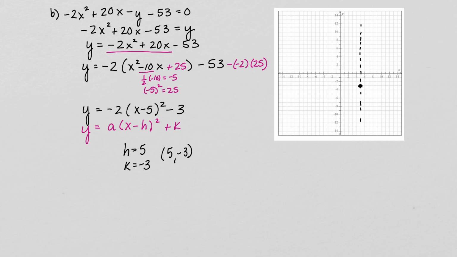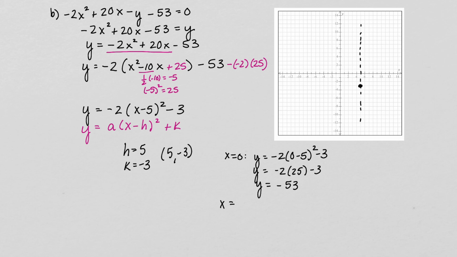So picking x equals 0 is usually an easy one. So if I pick x equals 0, y is going to be negative 2 times (0 minus 5) squared minus 3. So here I end up with y equals minus 2 times 25 minus 3. So y is going to be equal to minus 53. So that's pretty big to graph. So maybe I should pick something closer. So why don't we pick something pretty close to our axis here.